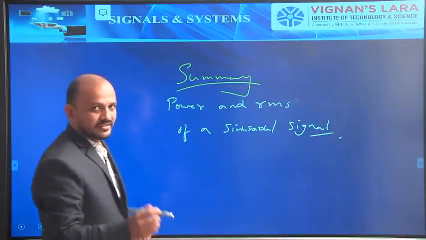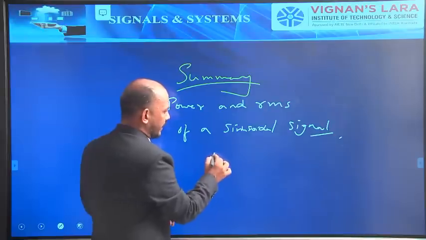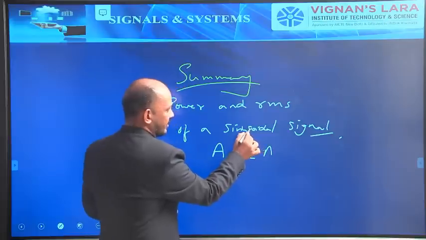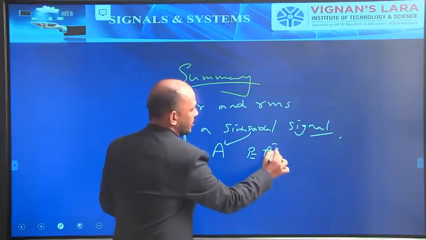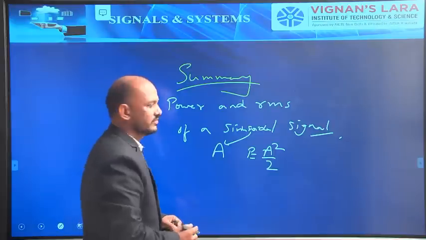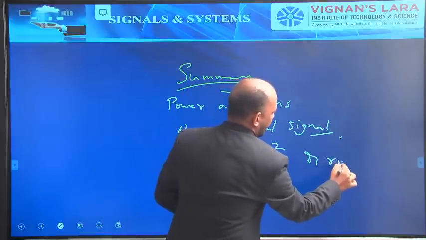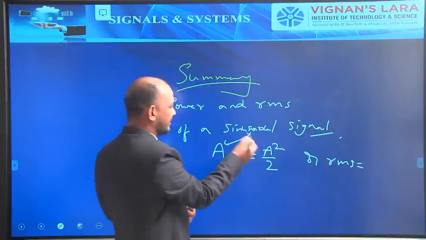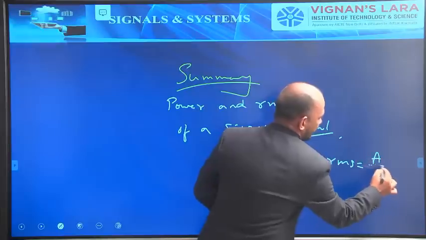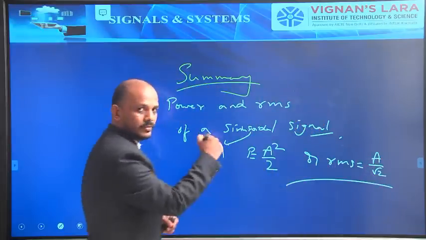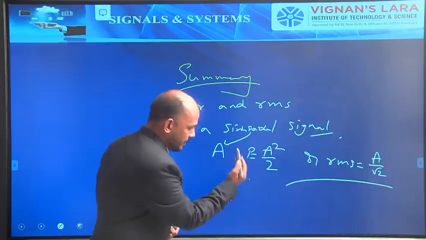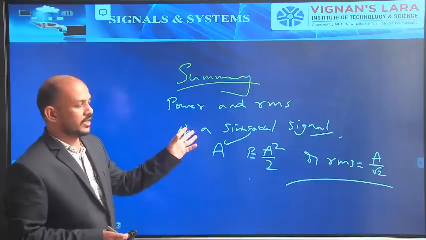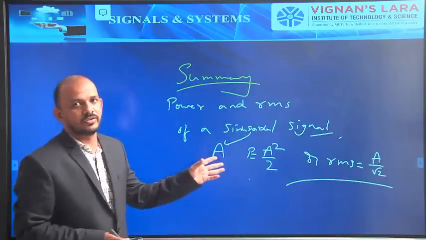For example, if the sinusoidal signal has amplitude A, then its power is equal to A square by 2. The RMS value is the square root of power, that is, square root of A square by 2, so the RMS value of a sinusoidal signal with amplitude A is A by root 2. I asked you to prove this for your practice. I also went through some example problems on how to calculate the power and the RMS values, so you have to do some problems.